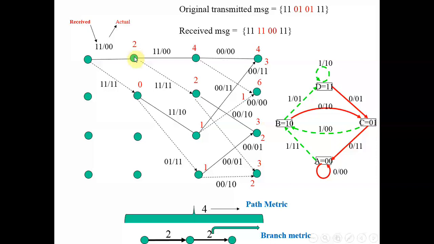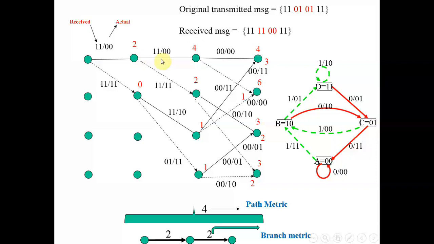Now if I go from this state, you receive the second pair of ones, so it is 1, 1. If I again decide to go from A to A, 1, 1 is the received pair, your expected is 0, 0 if I go from A to A. So again you have 2 bits of error. So my total error count is 2.